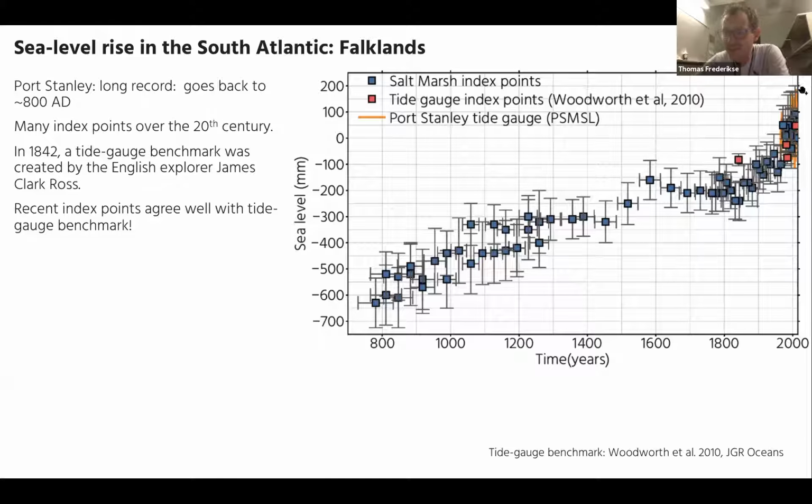But what's interesting here is the number of records after 1900. You can see that there are like 15 or so index points, and that is enough to have another constraint on sea level rise here in the South Atlantic. So this is very lucky. It's a very high quality record, so we can really use it as a low pass filtered tide gauge almost.